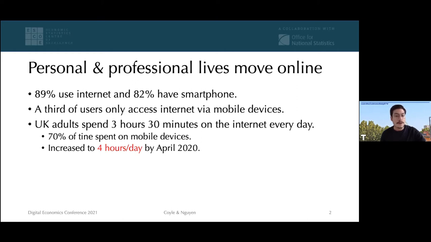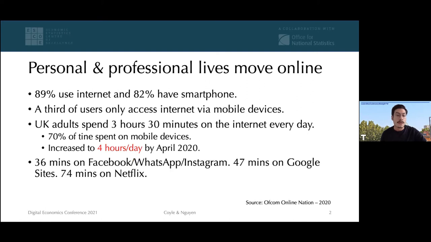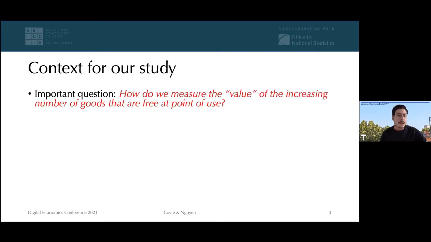Now, by the height of the lockdown, this had increased to more than 4 hours a day per adult on average in the UK. And as you know, many services that we use online, some of them listed here, Facebook, WhatsApp, Instagram, or various Google services, not Netflix, of course, but the others are mainly free to use in monetary terms. And that's going to be important when we think about consumer surplus and how well traditional measures of consumer surplus do.